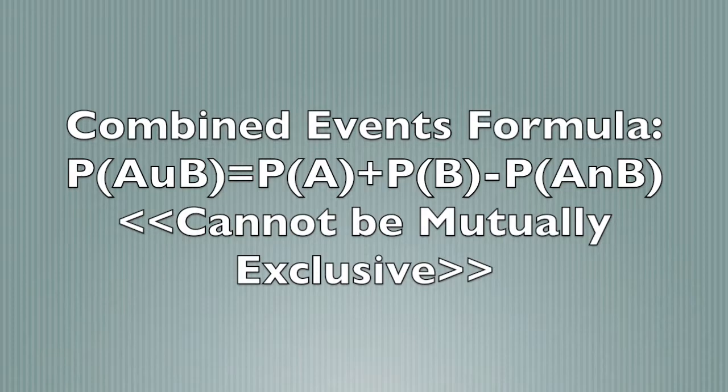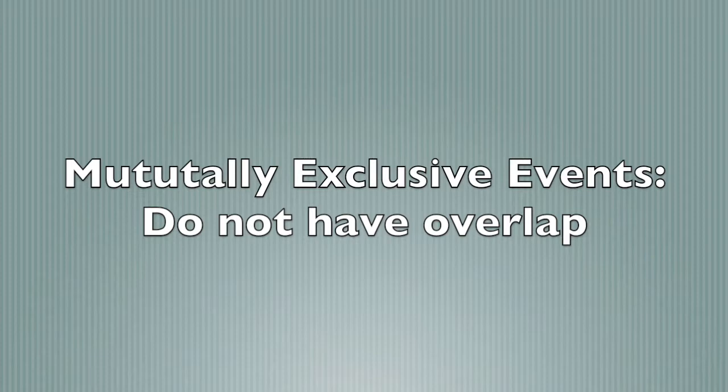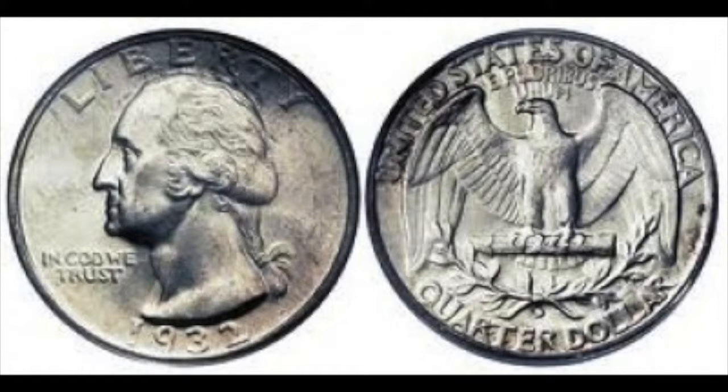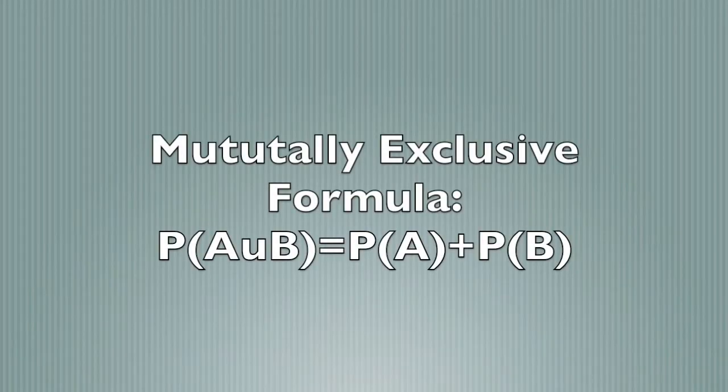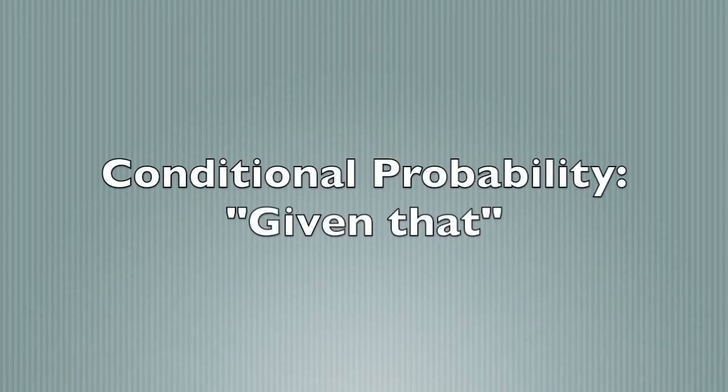Also, it's important to note that combined events cannot be mutually exclusive. Mutually exclusive events are events that cannot have overlap. For example, when you flip a coin, you either get heads or tails. You can't get both heads and tails in one flip, therefore these events are mutually exclusive. The mutually exclusive formula is the probability of A or B equals the probability of A plus the probability of B.